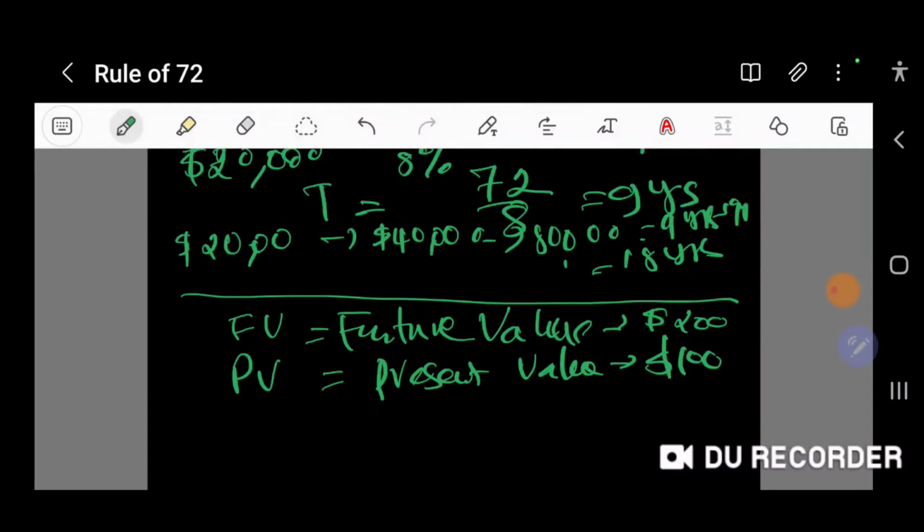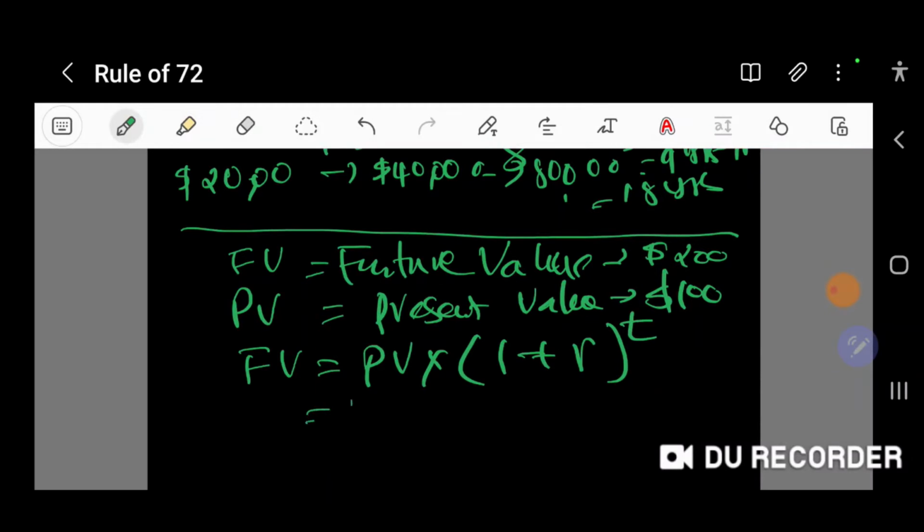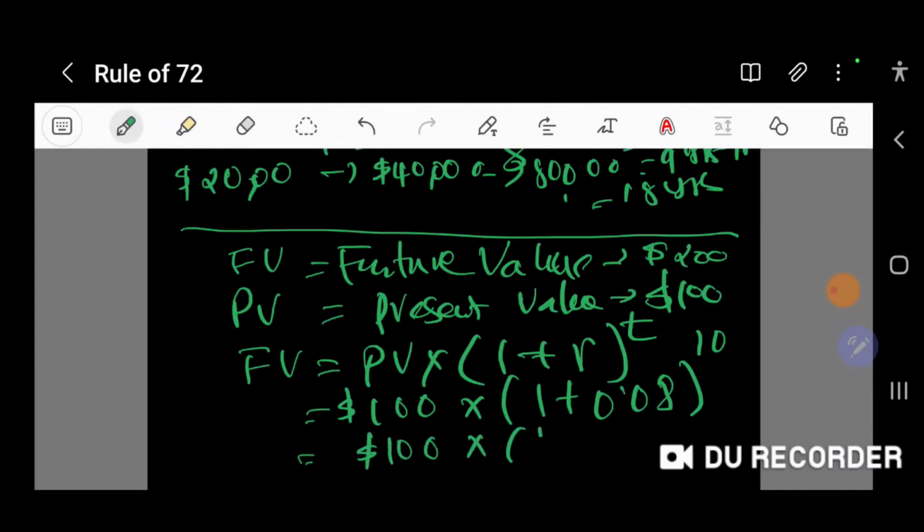So how long will the money take to grow from $100 to $200? The equation for future value, with yearly compounding, is the present value invested multiplied by 1 plus the interest rate, to the power of t, where t is the number of years. For example, if you invest $100 and make 8% interest, 0.08, and invest for 10 years, your money will be $100 multiplied by 1.08 to the power 10. So you can figure out what the value is going to be.